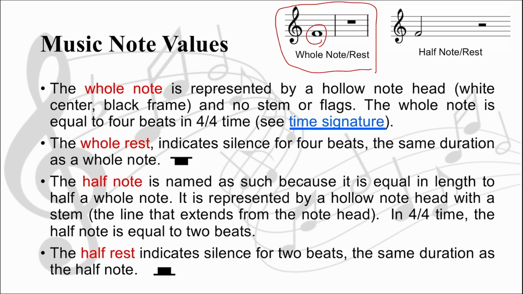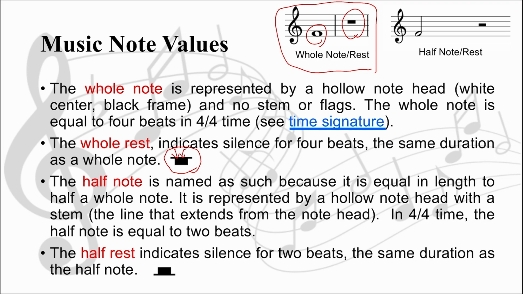Next will be the whole rest, the companion symbol. The whole rest indicates silence for 4 beats in 4/4 time, the same duration as a whole note. So in sheet music, if the whole note is equal to 4 beats, then a whole rest will also equal 4 beats, but silence for 4 beats. The symbol is here. It's like a hat, but you put it upside down, and you can have more things in, right?